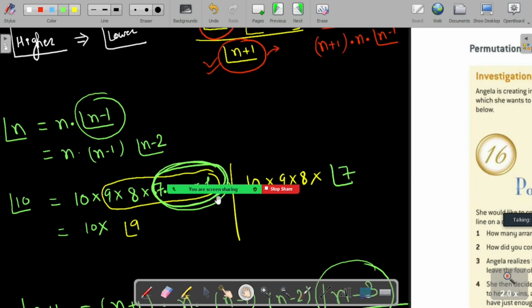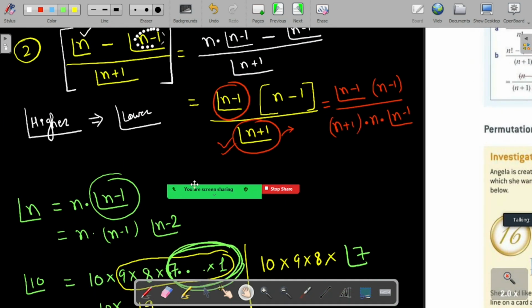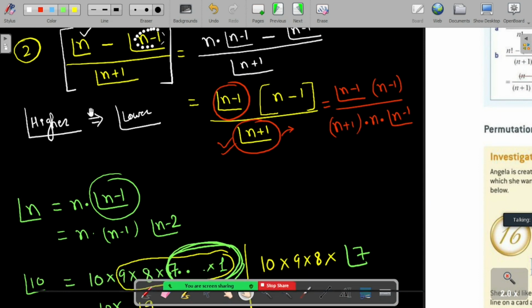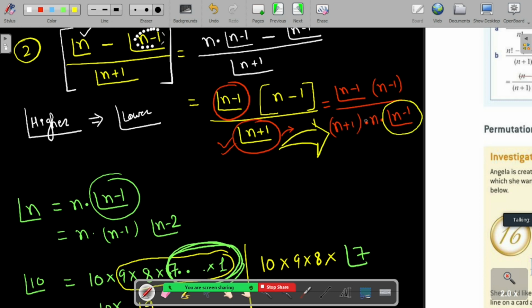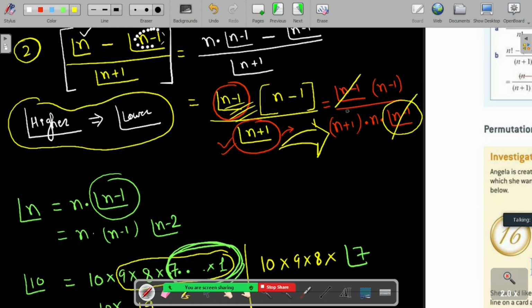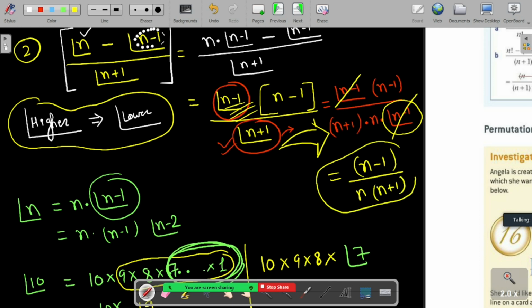Okay. So with the same logic, I have written this factorial n plus 1 as n plus 1 into n, and the rest I have concluded in factorial of n minus 1. Why have I done this? I have to break this n plus 1 till factorial n minus 1. This is the logic. You have to break your higher factorial till your lower factorial. So factorial n minus 1 in the numerator and factorial n minus 1 in the denominator will get cancelled out. So we will get n minus 1 upon n into n plus 1. This will be your simplified expression for this question.